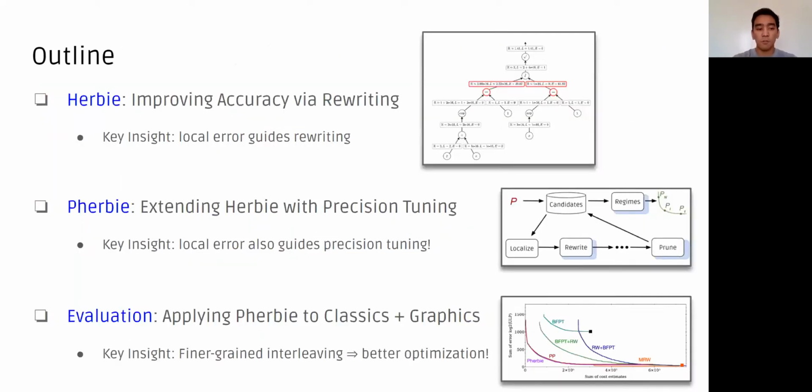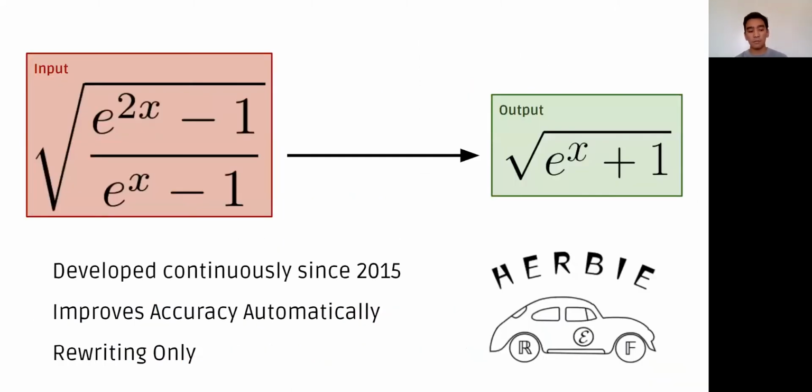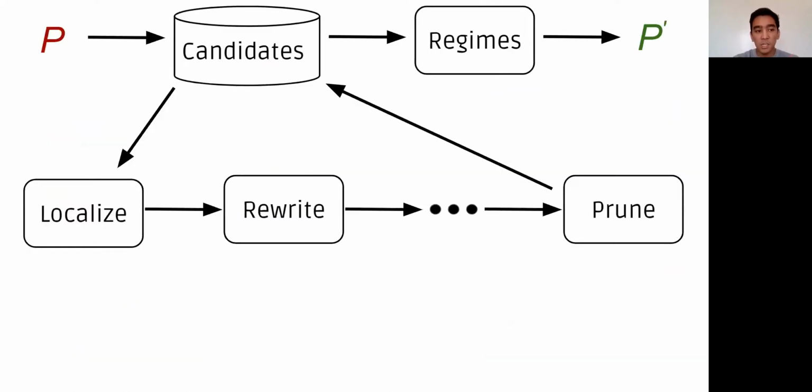So before I talk about Furby, I'm going to talk about the tool it is built from, Herbie, so that we understand some key concepts. Herbie is a rewriting only tool that improves the accuracy of floating point expressions. In a nutshell, it takes an input expression P, samples points in the input domain for evaluation, generates candidates within this improved loop, and produces a better expression P prime through a phase that we call regimes.